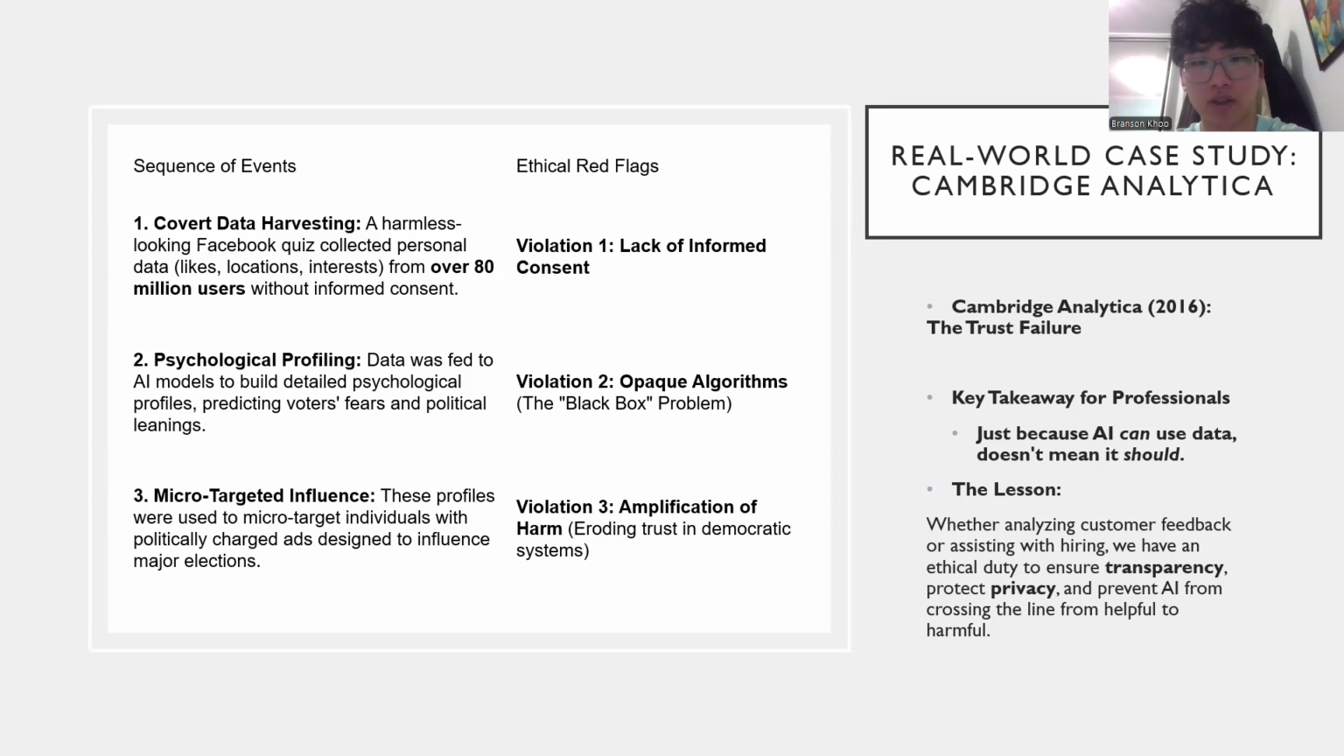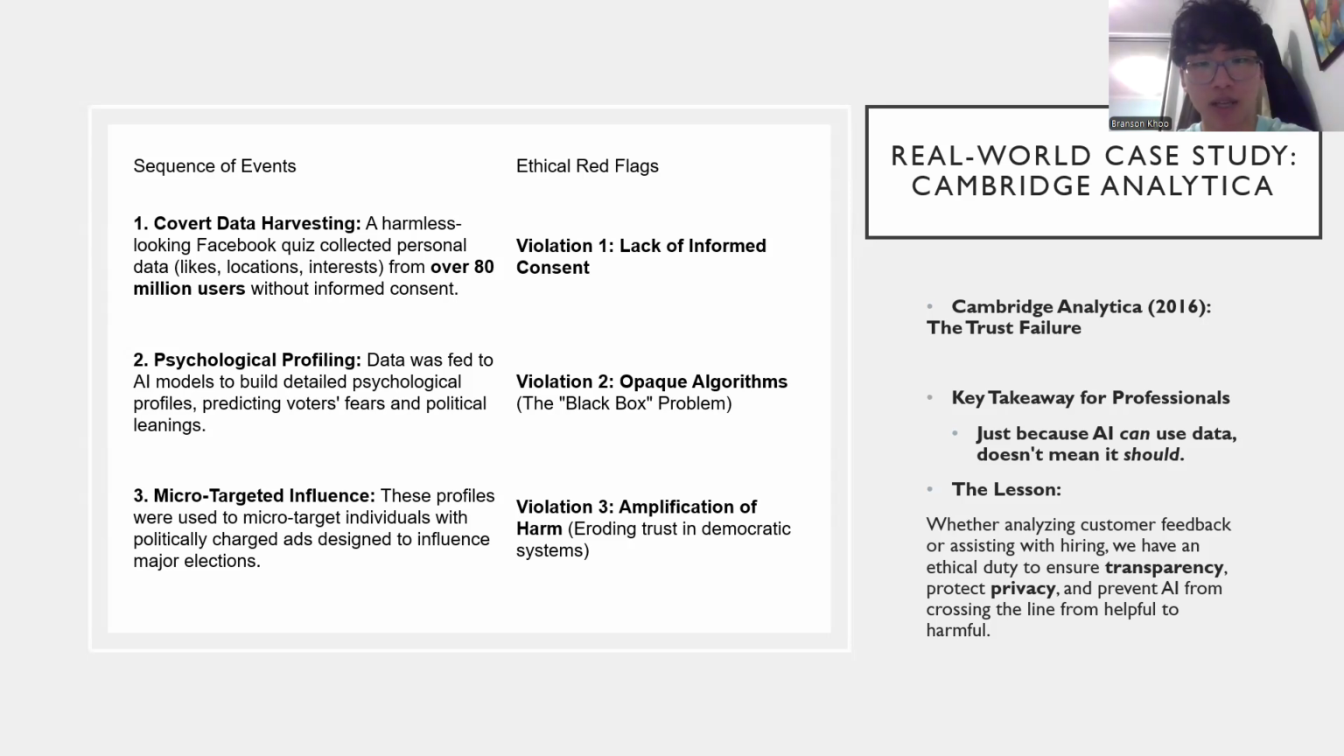That data was then fed into AI models that built psychological profiles of voters, predicting their personality traits, fears, and political leanings. Using these insights, the firm micro-targeted individuals with political ads designed to influence how they felt and ultimately how they voted. What's important to understand is that none of these people had knowingly agreed to this. Their data was taken, analyzed, and used to shape real-world decisions, all behind the scenes, with no transparency or accountability.